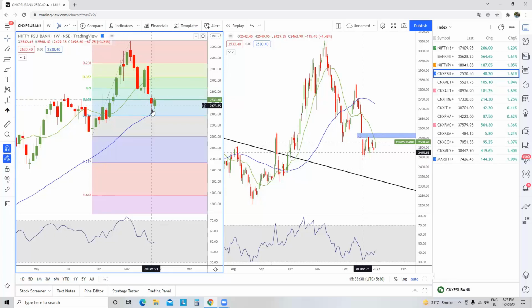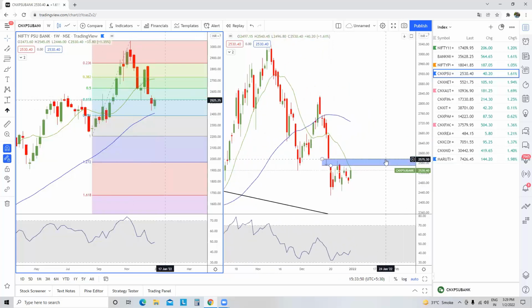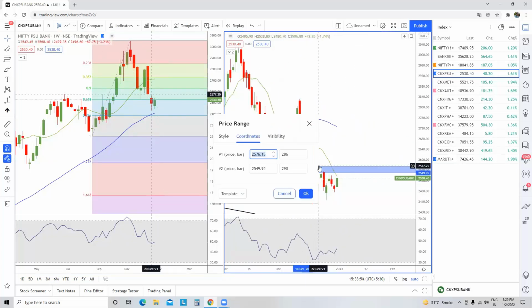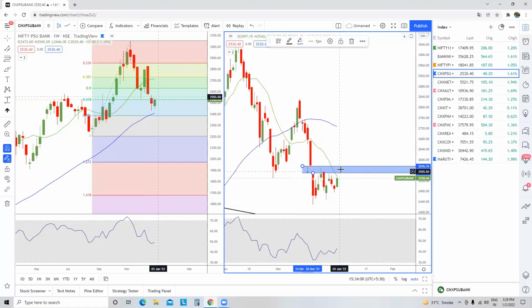Now this is a decent hammer and this is a spinning top. This is not a bullish belt hold. If we had a bullish belt hold over here, then things would be a little bit more bullish. And you can see prices are struggling to cross this particular horizontal band. You can see the upper side of this horizontal band is 2576. So we will probably need a close above 2580 or 2590 for this short-term pullback to continue.